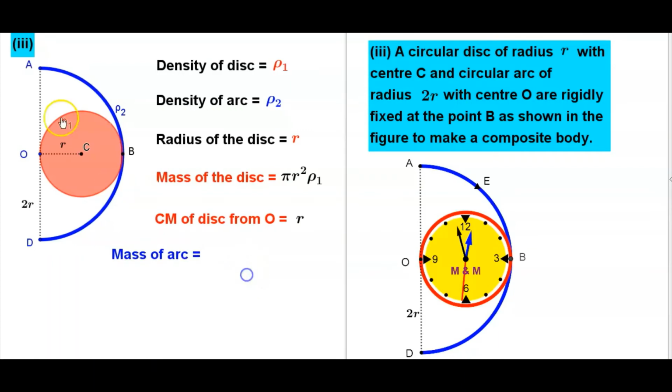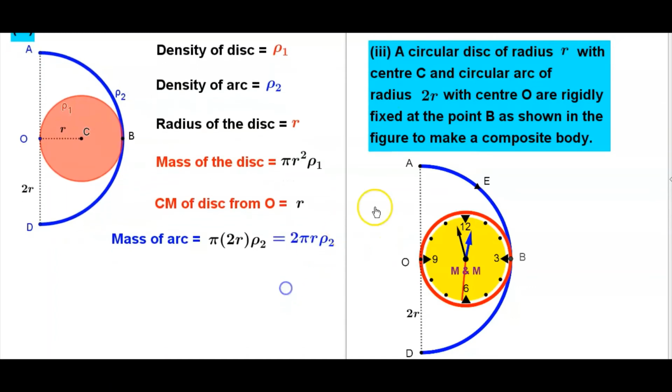Mass of the arc, this one. The circumference of a full circle is 2 pi r, therefore a half circle, a semicircle, is pi r. Here the radius is 2r, so pi into 2r into density rho 2. This is the mass of the arc: 2 pi r rho 2.